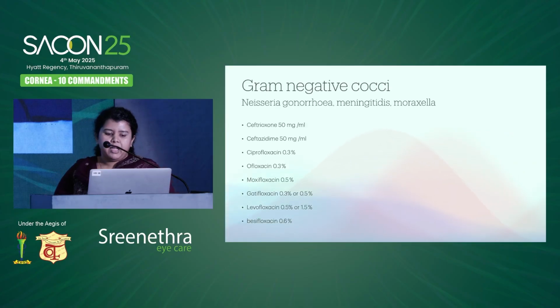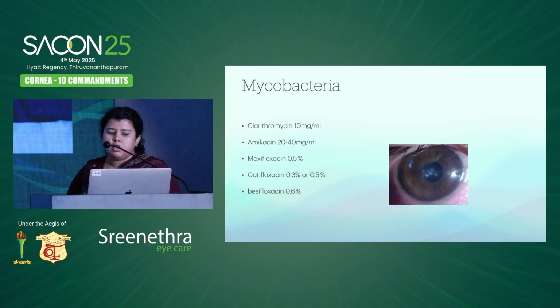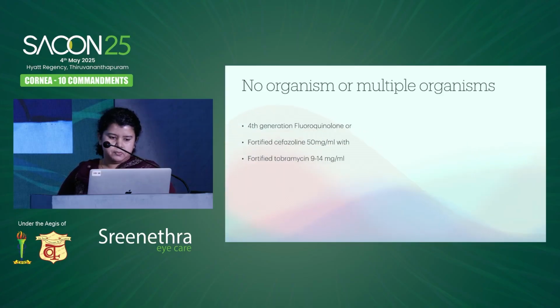In case of gram-negative cocci, you can start the patient on ceftriaxone eye drops, ceftazidime eye drops, ciprofloxacin, moxifloxacin, gatifloxacin, levofloxacin, or besifloxacin. In case of Mycobacterium keratitis, start the patient on clarithromycin 10 mg per ml, amikacin 20 to 40 mg, which is more widely available. Moxifloxacin, gatifloxacin, or besifloxacin works as well.